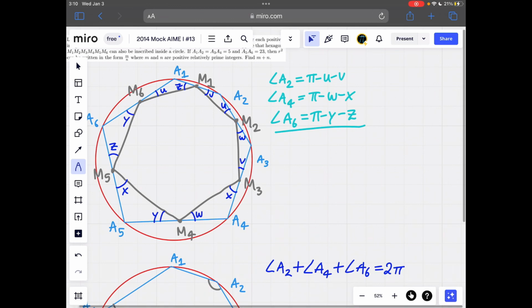And if we add these, we're going to get that angle A2 plus A4 plus A6, 2 pi, is equal to 3 pi minus u plus v plus w plus x plus y plus z. And so pi equals u plus v plus w plus x plus y plus z.